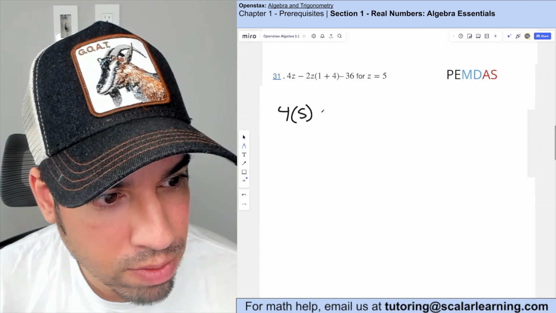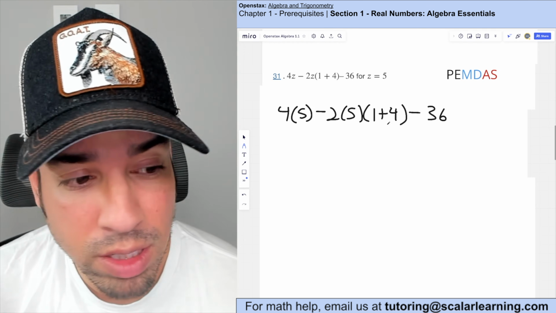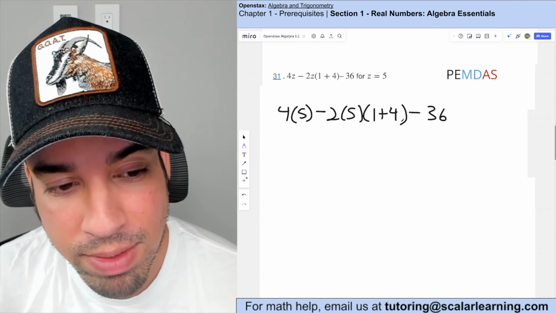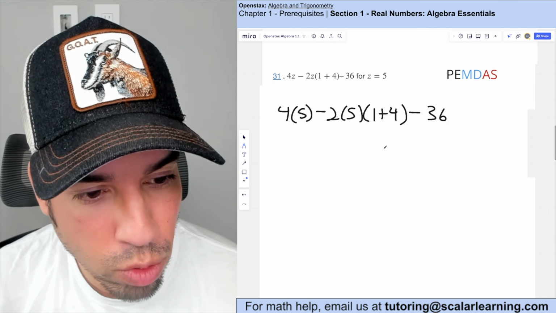Here we've got z equals 5, so I'm going to plug that in for all of the instances of z. I've got 5 there. And now I'm going to carry out what's in the parentheses first. Now notice we have parentheses here and here, but nothing's really happening in those. Here we have addition happening. So I'll do 1 plus 4, which is 5.